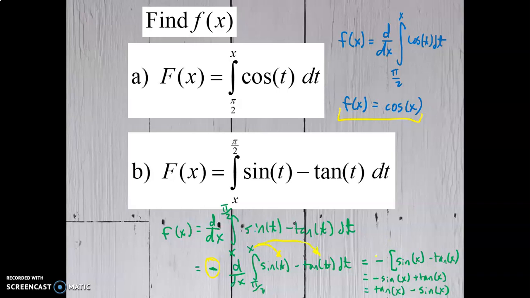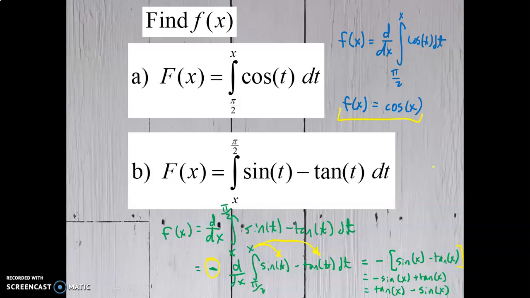So I can either write it as negative times sine of x minus tangent of x, or I can distribute that negative and make it negative sine x plus tangent of x, or I can switch the order and make it tangent of x minus sine of x. This would likely be on the multiple choice portion, so you'd have to look and see which of these options were there. Any of these are acceptable on the free response portion.